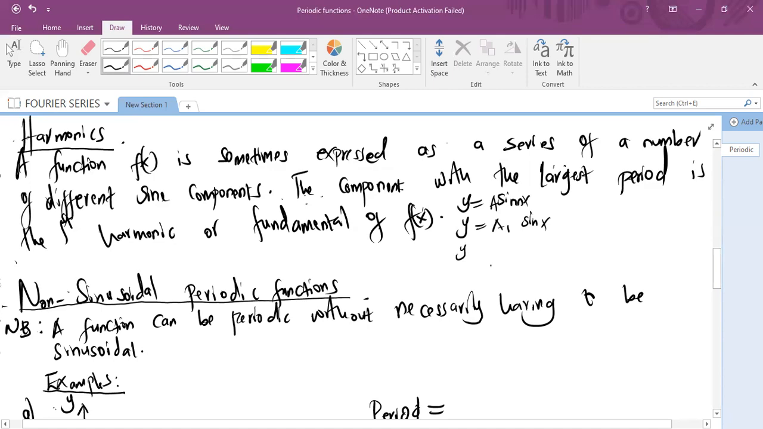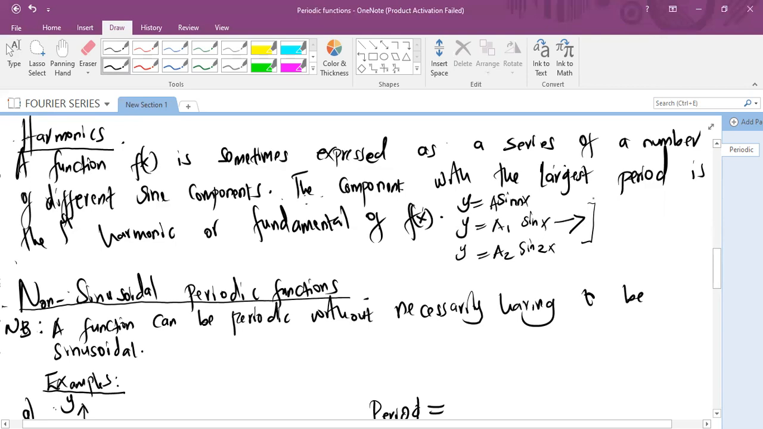Let's say we have a different value of y with a2 sine of 2x, and so on, all the way to sine nx. Now, clearly, the one that's going to have the largest period will obviously be this one, because this is basically 360 degrees divided by 1. This will be 360 degrees divided by 2 to get the period. So the period here will be 180, the period here will be 360 degrees. So this one here that has the largest period is what we call the first harmonic, or the fundamental harmonic.